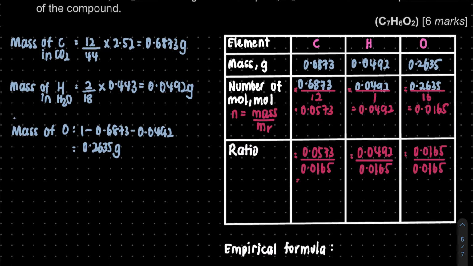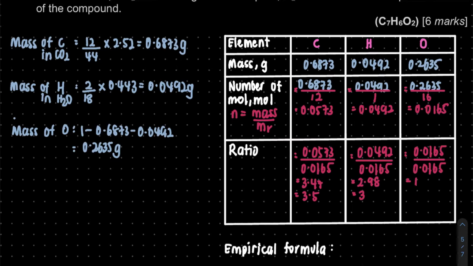So here we get the value to be 3.47. Here we get the value to be 2.98. Here we get the value to be 1. Okay, so for 3.47, we can simplify it to be 3.5. 2.98, we can simplify to 3.